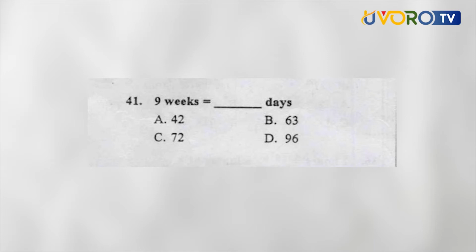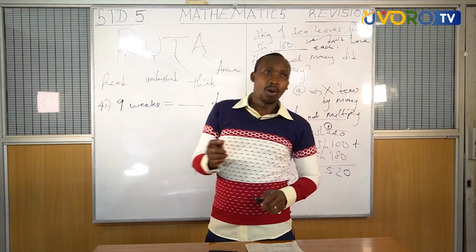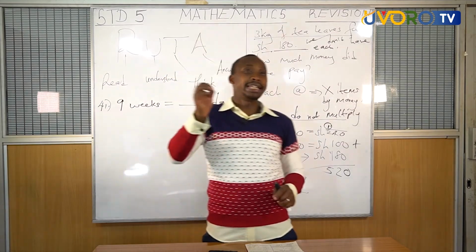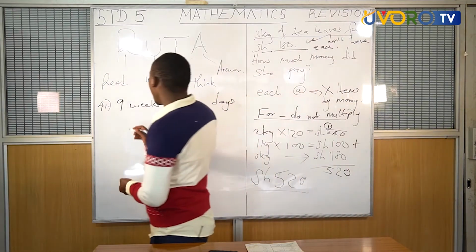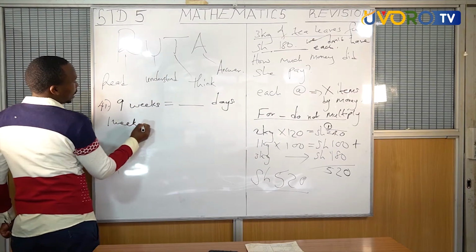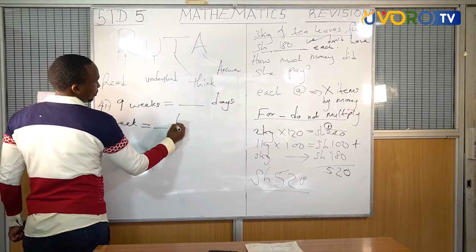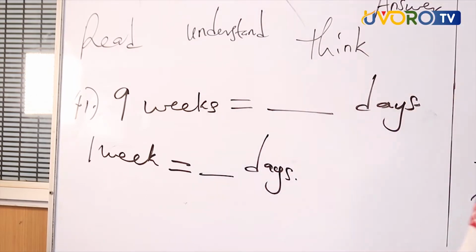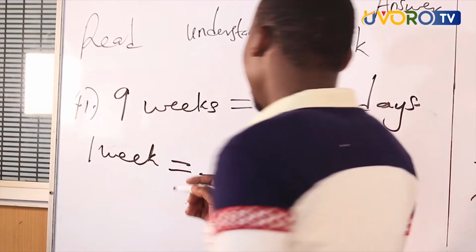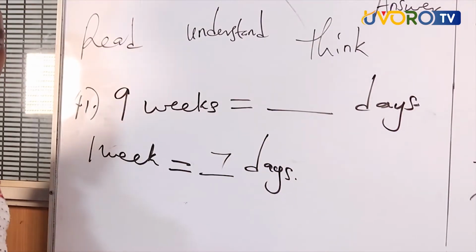Class 5. Using our formula, that is RUTA. R for reading. Let's read. 9 weeks equals dash days. U for understanding. Somebody to tell me. 1 week has how many days? Class 3, class 2, class 1, work. Let somebody tell us. Very good. There are 7 days. 1 week has 7 days.